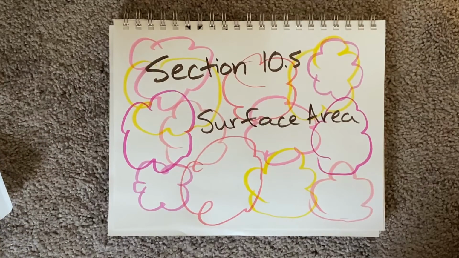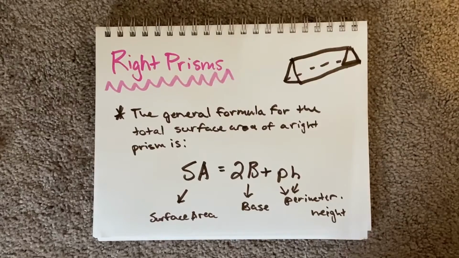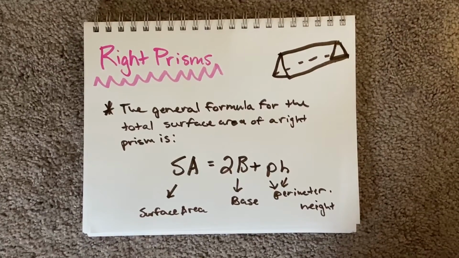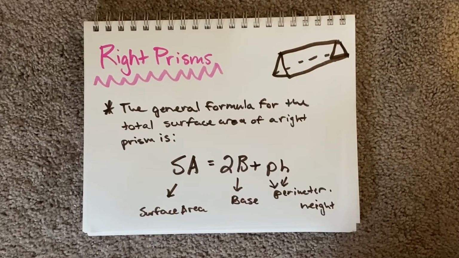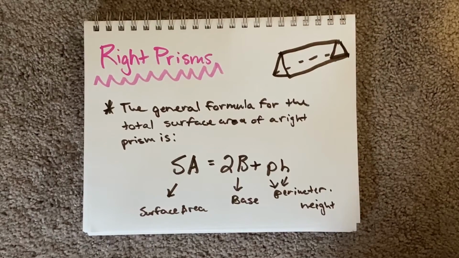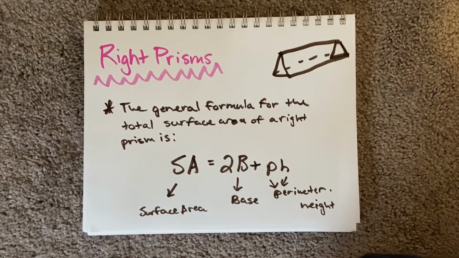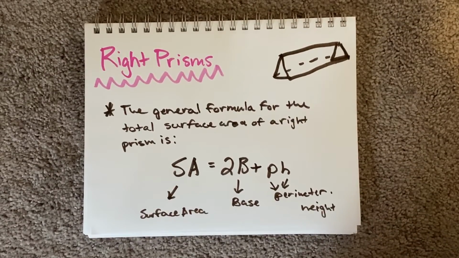Section 10.5, surface area. What is surface area? The surface area of any given object is the area or region occupied by the surface of the object. Now let's review a couple formulas for different objects. Right prisms. First, we'll review the general formula for the total surface area of a right prism. The surface area would be equal to 2 times the base plus P times H, the perimeter times the height. This is the formula you would use to find the total surface area of a right triangular prism.